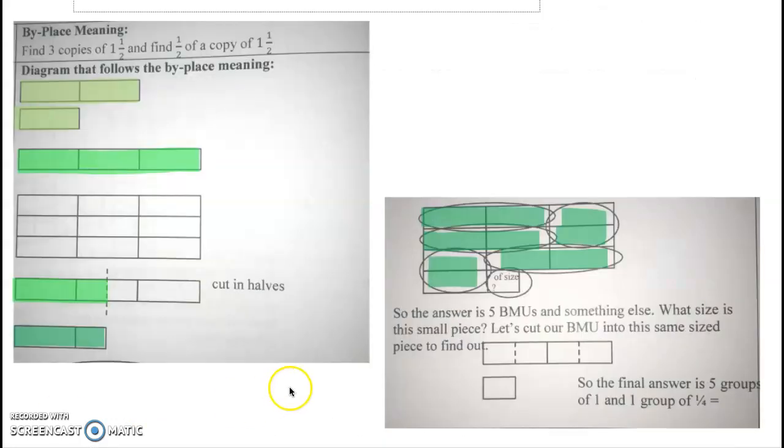Now we're going to do the by place meaning. So find 3 copies of 1.5 and find half of a copy of 1.5. So again, the diagrams stay pretty much the same. 1 BMU, 1, 2, and a half. And we put those logs together, and we have 1, 2, 3, or 1.5. Okay, now we're bringing that down.